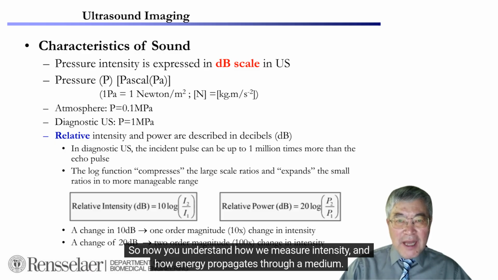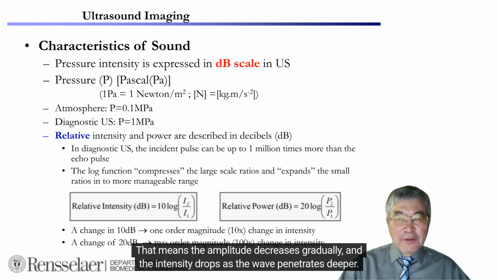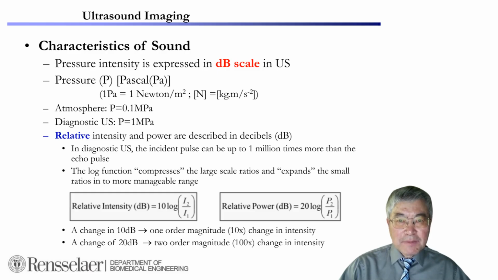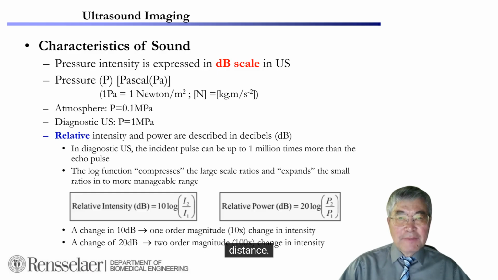So now you understand how we measure intensity and how energy propagates through a medium. As the ultrasound wave travels through tissue, it doesn't stay constant, it gets attenuated. That means the amplitude decreases gradually and the intensity drops as the wave penetrates deeper. Later, we'll see that the amplitude or intensity decays exponentially with depth, very similar to Beer's law in optical physics. Because of this, we often use relative intensity and relative power to describe how intensity changes with distance.